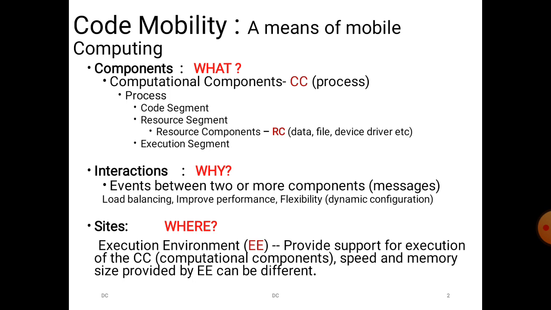Now let us see where they are executed. We call it the execution environment. Why an execution environment? It provides the support for execution of the computational components. It also provides speed and memory size, which may vary across different execution environments. If I am working on a node with a high processor, then the speed will be greater. Again, if I am working on a node with high memory, then the storage will be greater. So that depends upon the different execution environment.